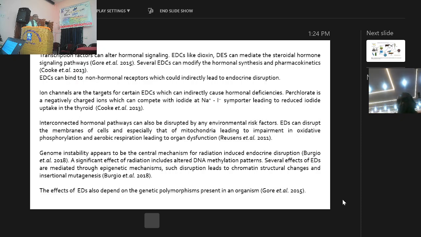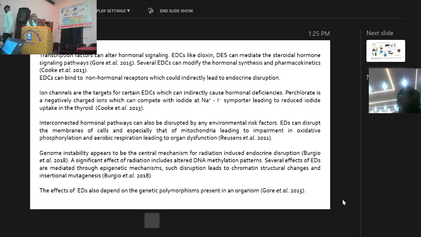Now, genome instability appears to be the central mechanism for radiation induced endocrine disruption. A significant effect of radiation is altered DNA methylation pattern. Several effects of endocrine disruptive chemicals are mediated through epigenetic mechanisms. Such disruption leads to chromatin structural changes and insertional mutagenesis, which ultimately leads to cancer. The effects of endocrine disruptors also depend on the genetic polymorphism present in an organism.